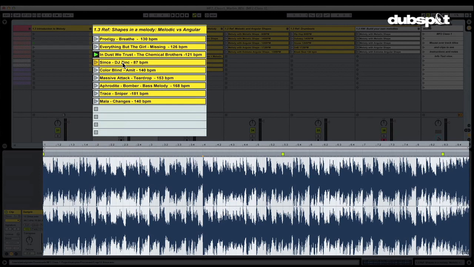Now in this particular song, the vocal melody is using mostly step and skipwise motion, which again is letting us know that the melody has more of a melodic shape.